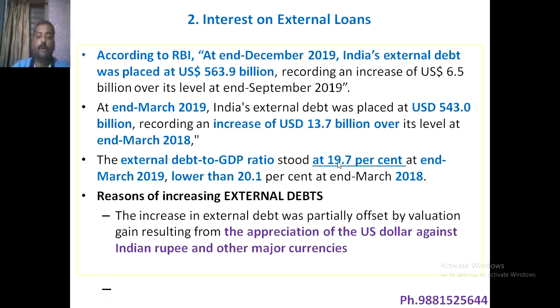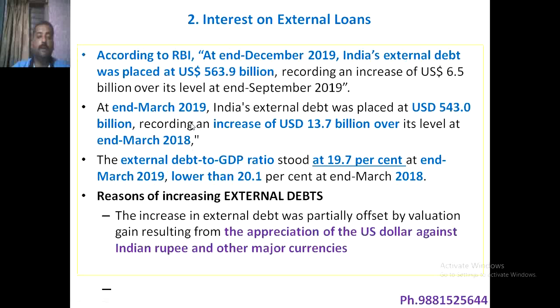Now when we compare the 2019 debt to GDP ratio with March 2018, we notice that in 2019 it was 19.7 and in 2018 it was 20.1, which means there is a considerable decrease in the debt to GDP ratio. Listen, the debt to GDP ratio reduced from March 2018 to March 2019, but the total amount of debt increased while the percentage of debt to GDP ratio decreased. So this point we need to understand clearly.